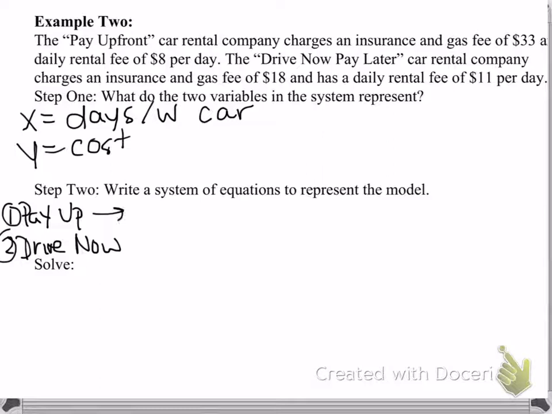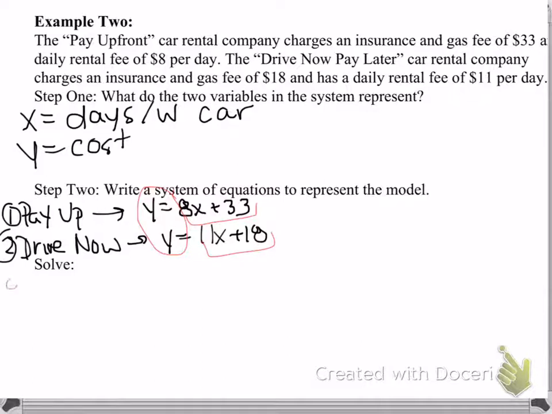Well, our pay up was y equals 8x plus 33, and our drive now was y equals 11x plus 18. Those were our two things that we got from yesterday. So remember, these are both y equals, so you can set these two things equal to each other. So that's 8x plus 33 equals 11x plus 18.